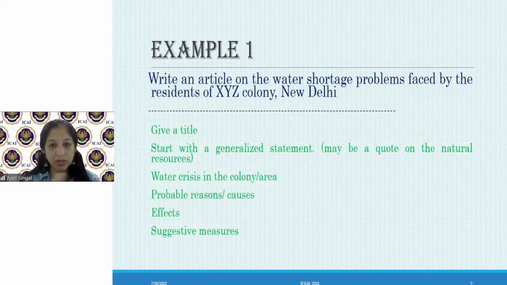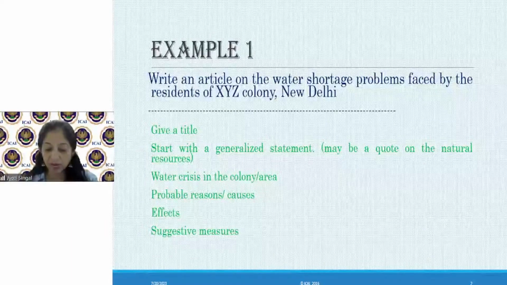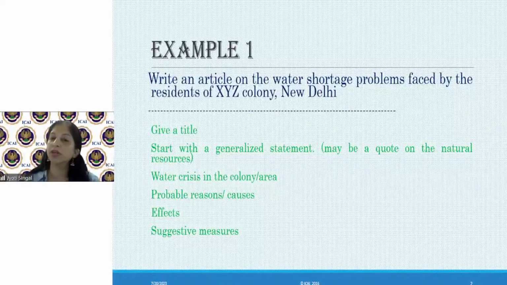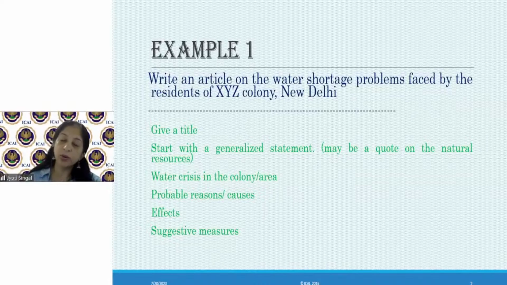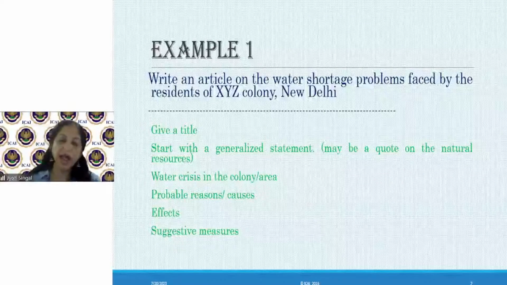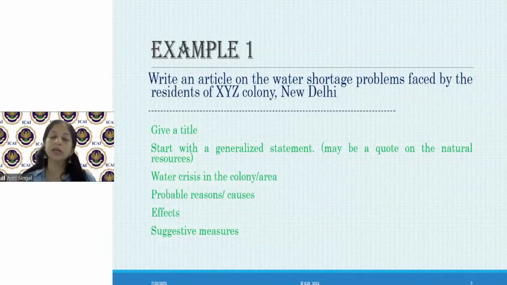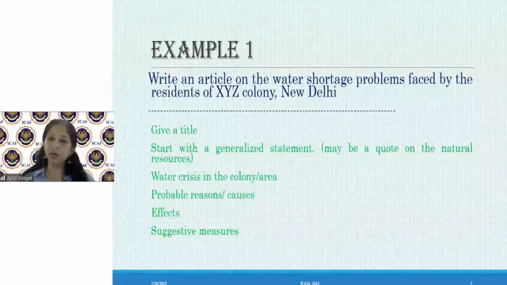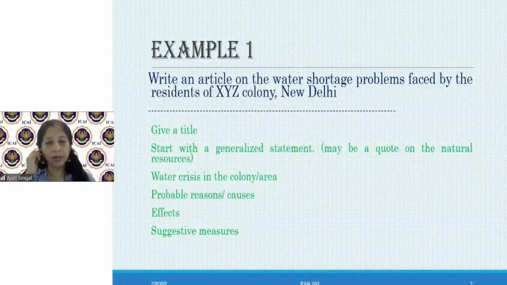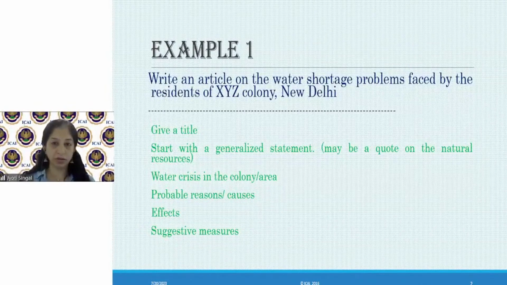Then, because the next topic says probable reasons. So, what is the cause is very important. Why has this water crisis occurred? If you are reporting a problem, you always have to report the reason and, if possible, also provide some suggestive measures to overcome that problem. Okay, that's a general standard way of addressing a problem in a society or any other larger issue.